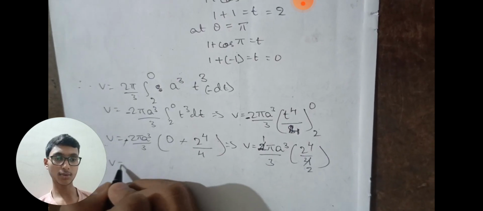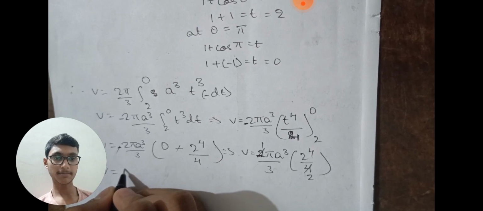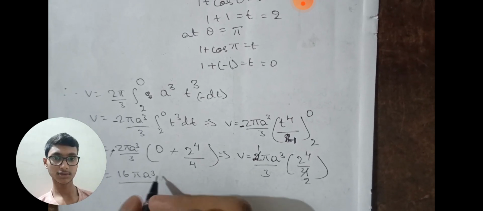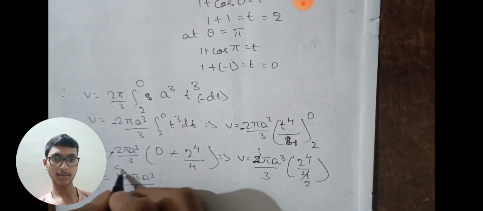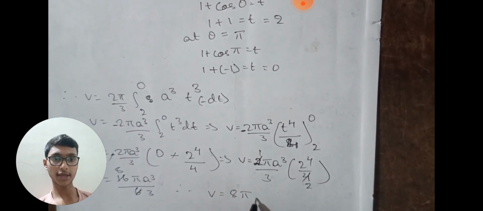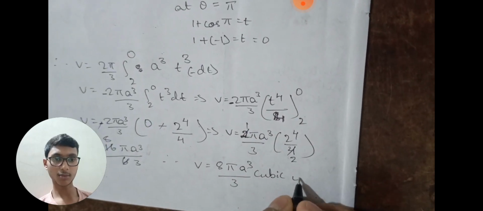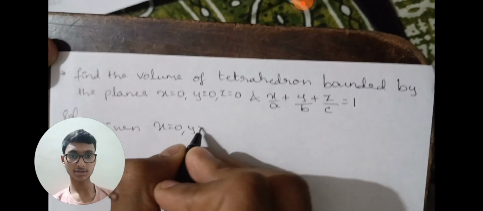So cancelling, 2 1s are 2, 2 2s are 4, v is equal to 16 pi a cube by 6. So 2 8s are 16 and 2 3s are 6. By cancelling, the final answer is v is equal to 8 pi a cube by 3 cubic unit. So the unit for volume is nothing but cubic unit. So let us see one more question in Cartesian form.